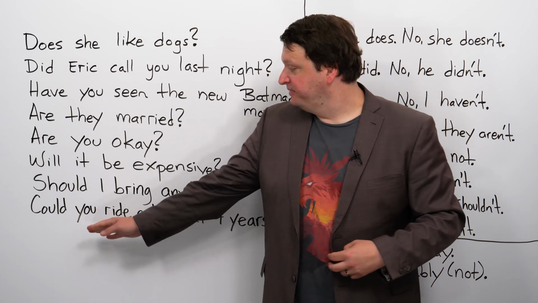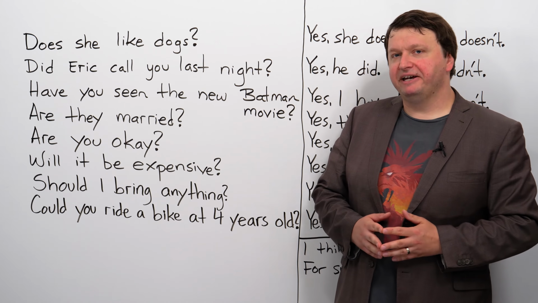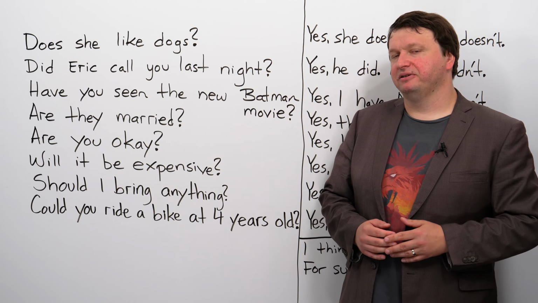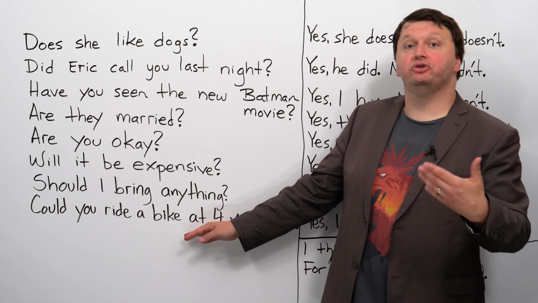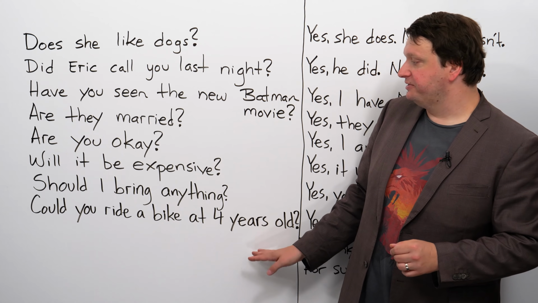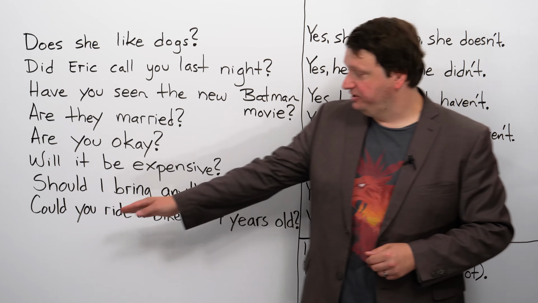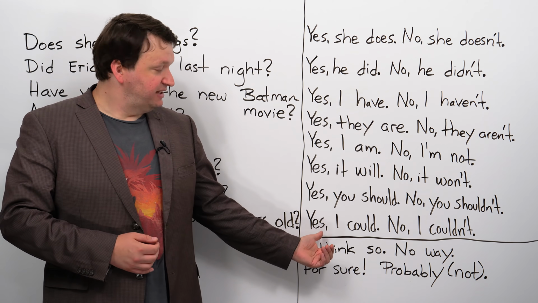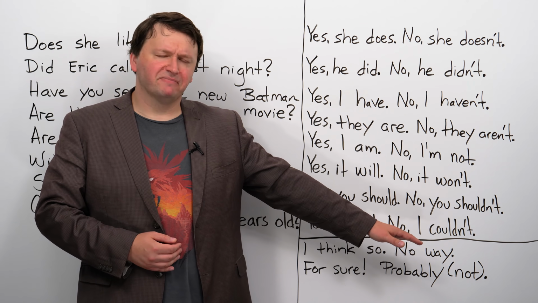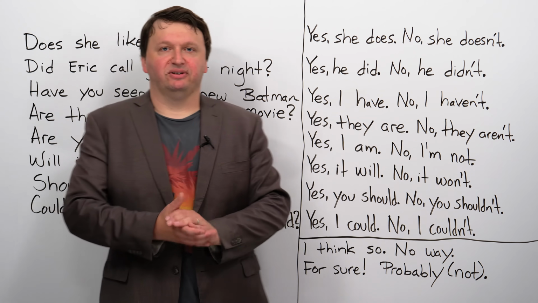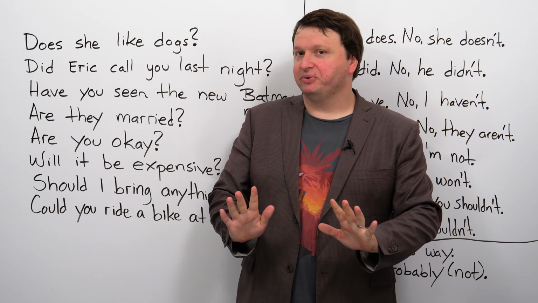And finally, could you ride a bike at 4 years old? When you were 4 years old, you can also say, could you do this at 4 years old? This is past with could. Yes, I could. No, I couldn't. Okay? So far, so good, right?